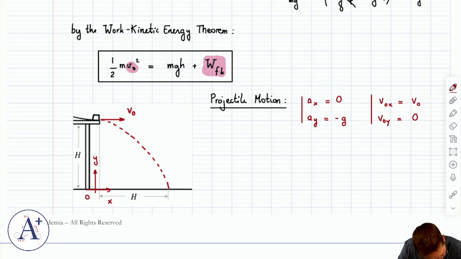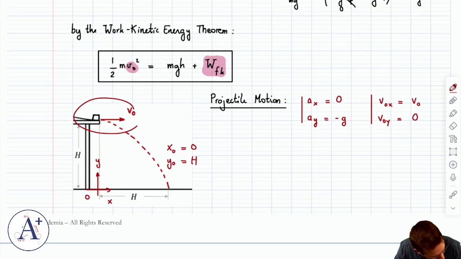And then, of course, I can say, well, x naught is going to be 0. I'm going to measure distance from here on out. And then y naught, however, is non-zero. It is capital H because the block starts up here. Okay.